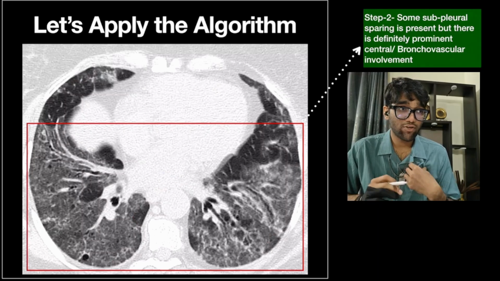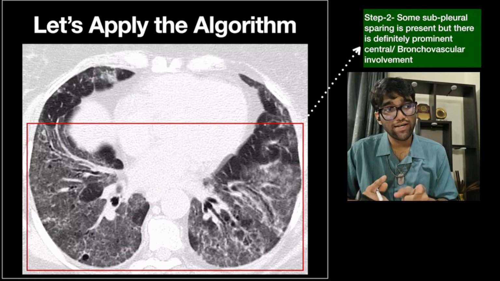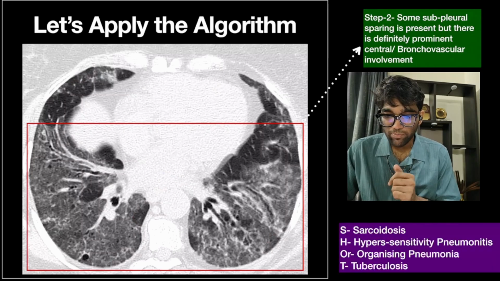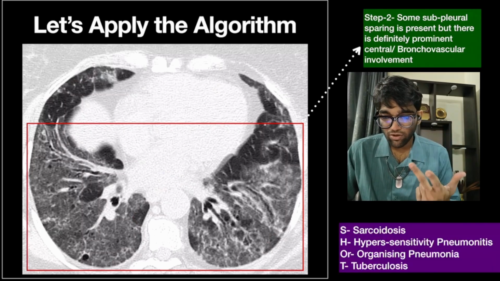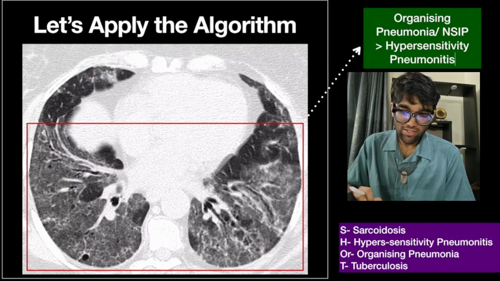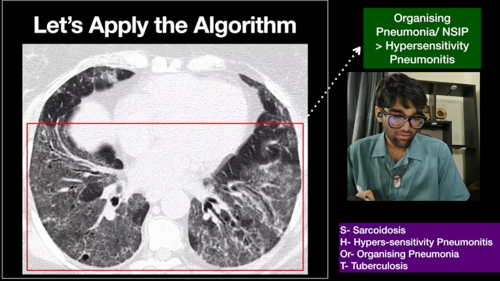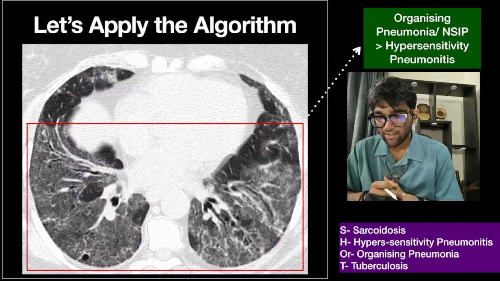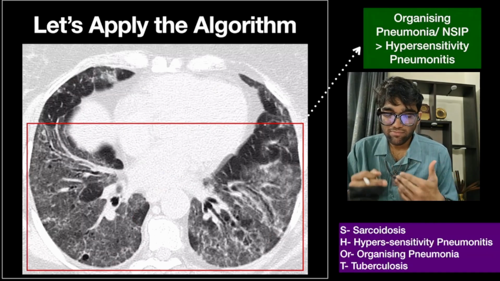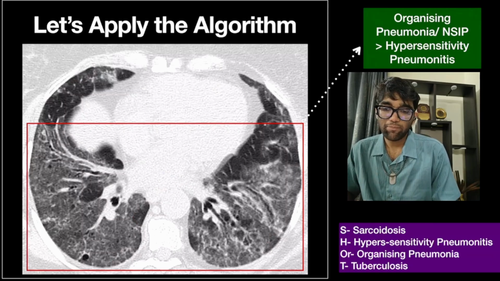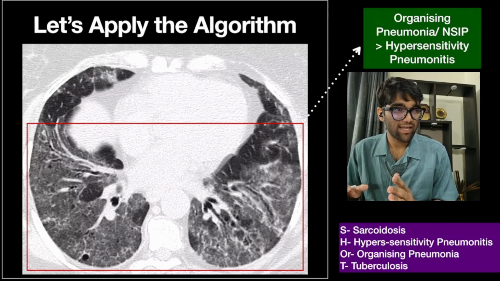So again we are talking about our short DDX. Short would be sarcoidosis, hypersensitivity pneumonitis, organizing pneumonia, and tuberculosis. And because this is predominantly GGO and there are just superadded reticular opacities in the background, I would prefer organizing pneumonia and NSIP over hypersensitivity pneumonitis. Strictly speaking, I would say NSIP more.